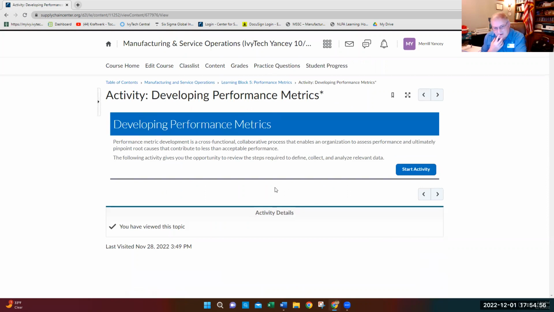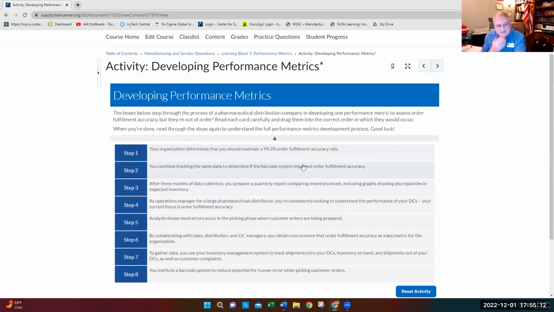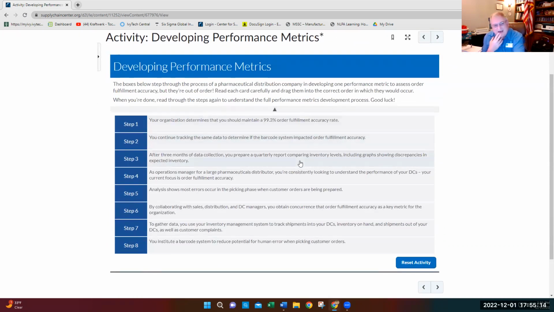Okay, so developing performance metrics. I don't remember exactly what's in this activity. I usually go through and review these. This has been a crazy week. I got sick half the time, and I got people around me sick. So let's just take a look at this on our own and see what we think these steps are.